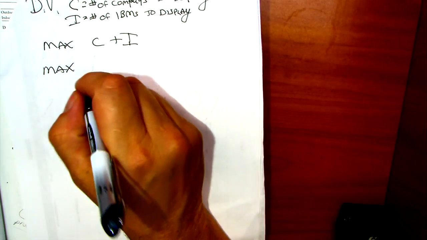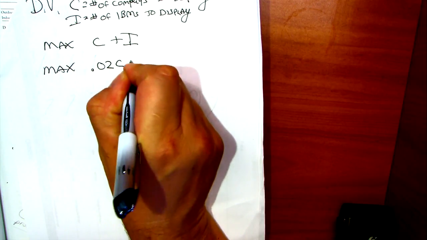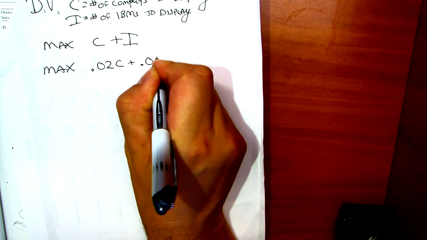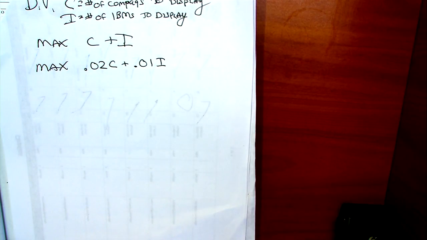So if we display 100 Compaqs, 2 of them would sell. And if we display 100 IBMs, 1 of them would sell. So we'd maximize 0.02C plus 0.01I. Does that make sense? We're trying to go from that decision variable to sales. And that's the translation, which is a crazy translation, I get. But that's the context of this problem.